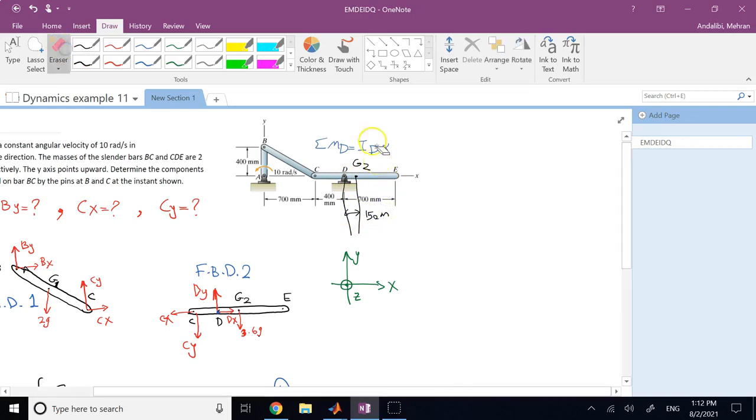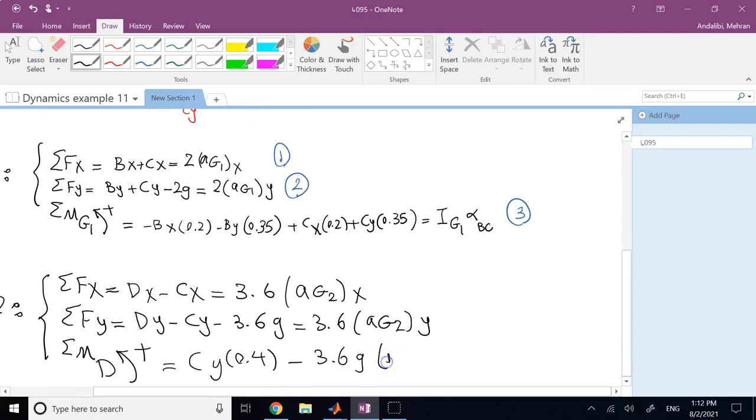because the distance between G2 and C is half of the whole length, right? This distance, the whole length, is 1100, 400 plus 700. So this distance is half of that, 550. 400 of it is to D, the remaining is 150. And so this is going to be times 150. And that is equal to I about point G2, or D, remember we have to write it about D, times alpha of member CD. Okay, so you have to do I about D.